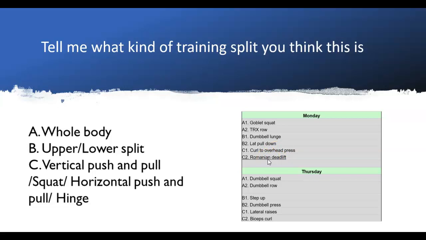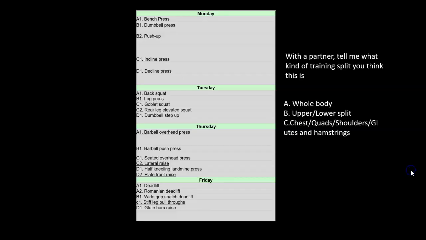And we have different movement categories too. Goblet squat, squat category. Romanian deadlift, hinge category. TRX row, horizontal row category. Curl to overhead press, vertical push category. So these include all the different movement categories in one day. Therefore, it's going to be full body or whole body.